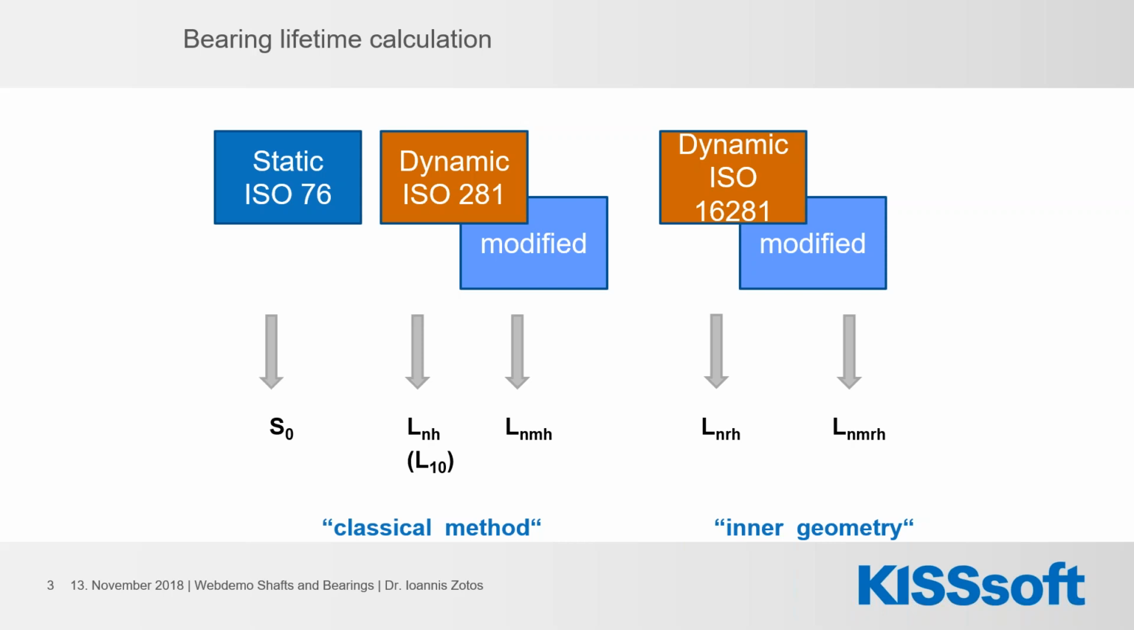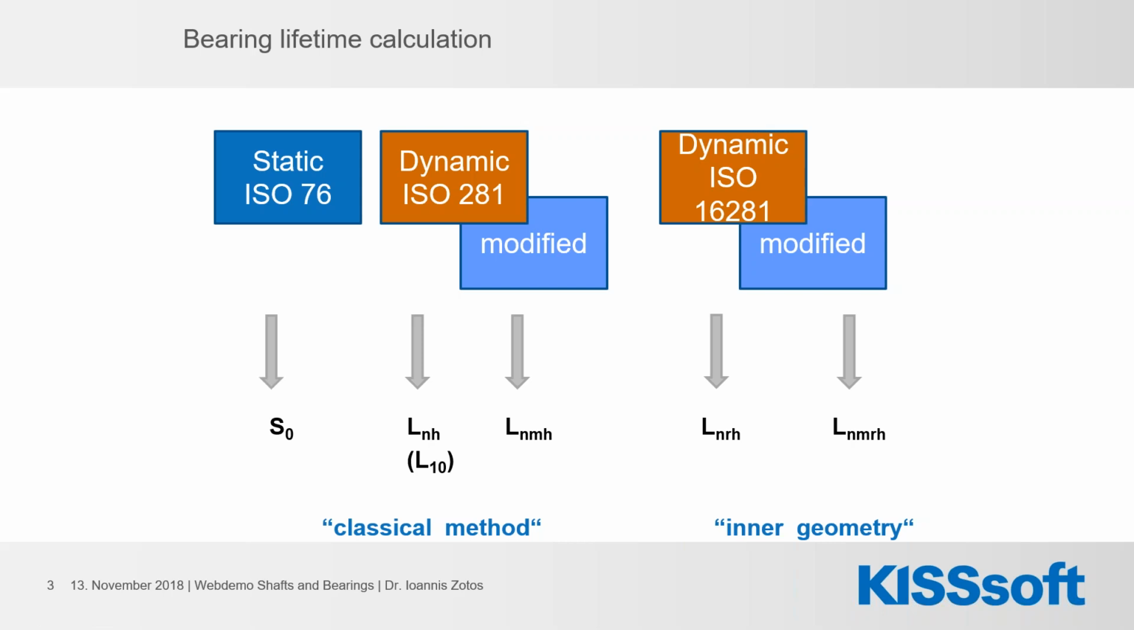One is using the ISO 281. This is what is called the classical method. This is the method used in the bearing catalogs from bearing manufacturers. So we're using these well-known C and C0 values and the equivalent loads, and then calculate life from there. There is also another way of calculating bearing life using the ISO 16281. This is using the real inner geometry of the bearing to calculate the bearing life.